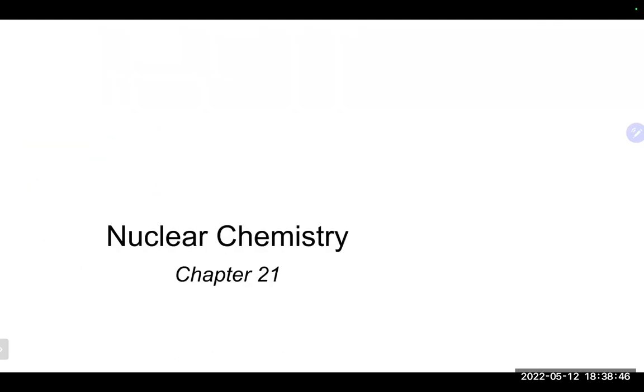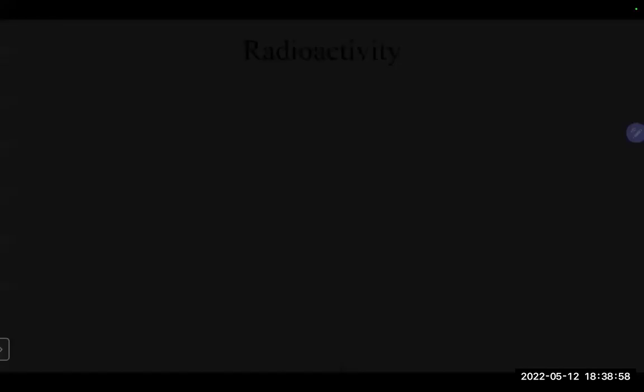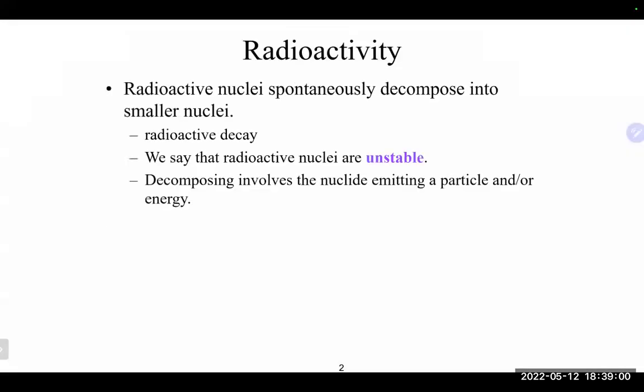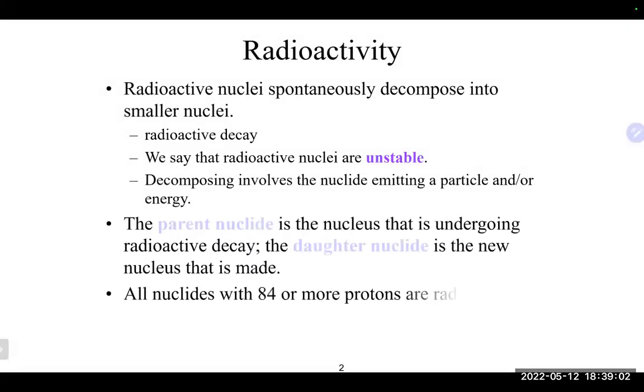All right, so the next chapter we're going to talk about is nuclear chemistry. I think it's 21. It might be 20. It's 20-ish, I know for sure. So in this chapter, obviously, we're going to talk about nuclear chemistry and balancing nuclear reactions and some kinetics that involves nuclear chemistry. So let's talk a little bit about radioactivity.